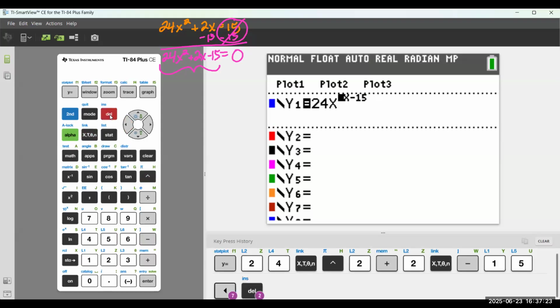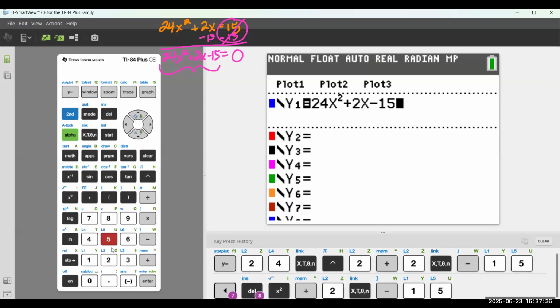So you could just push over and that wouldn't be a problem, but I want to show you how easy it is to do. If you just type that squared, bam, then you can keep typing and it's a lot more simple. So then we have plus 2x minus 15, and then you just click the word graph.